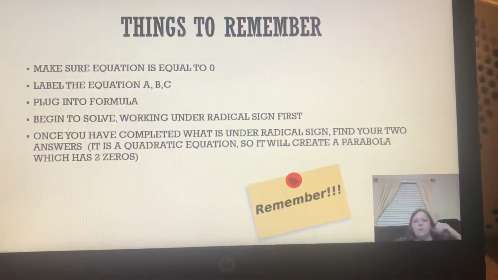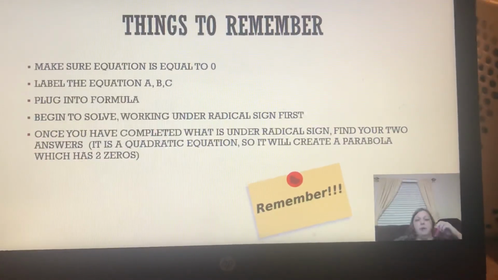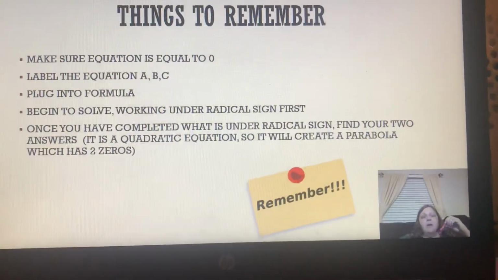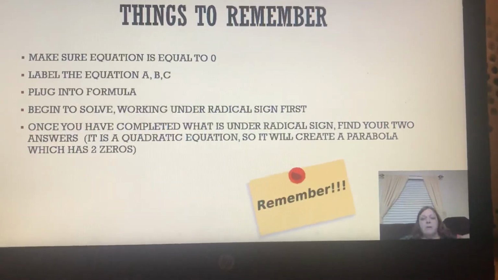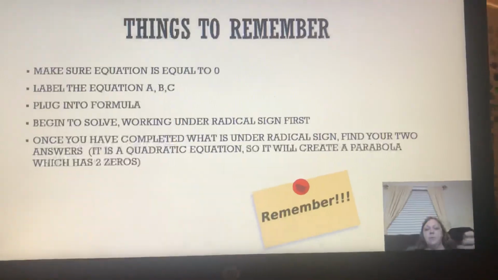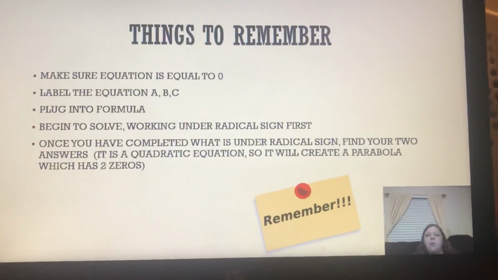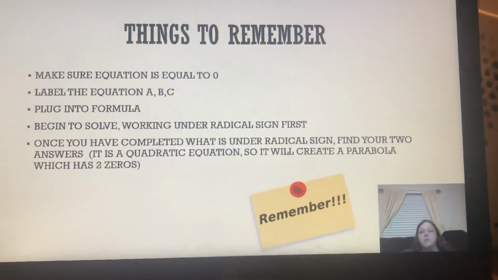Alright guys, things to remember. Make sure the equation is equal to 0. After that, label the equation A, B, and C. Then plug it into the formula. Begin to solve, working under the radical sign first. Once you've completed what is on the radical sign, find your two answers. Don't forget it's a quadratic equation, so it will create a parabola which has 2 zeros, which will give you two answers.